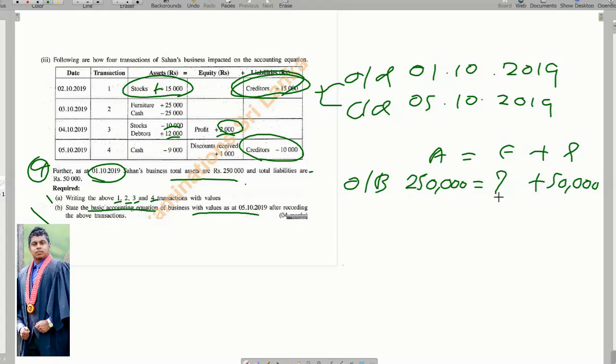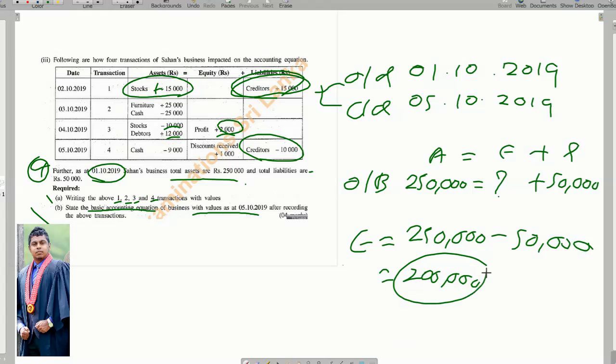Therefore simply we can find out the equity value, no? That means 250,000 equals question mark plus 50,000. Then of course you can see how we can calculate the equity value: 250,000 minus 50,000. Easily we can calculate the equity value. How much? 200,000. How did we get that? 250,000 minus 50,000. So the equity value is 200,000. Therefore you can see that the opening equity balance is 200,000. So we can write that.